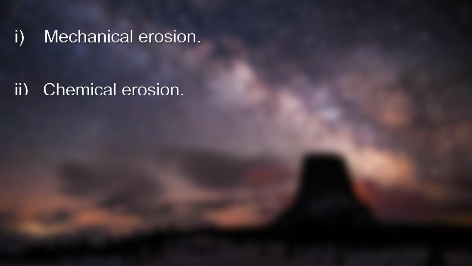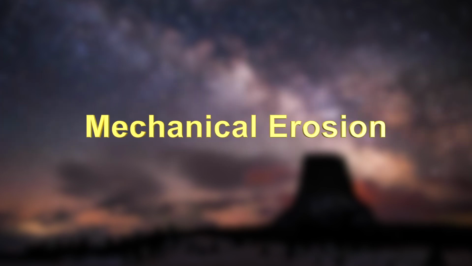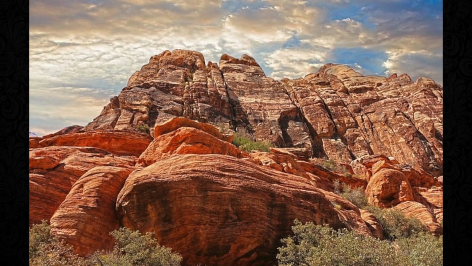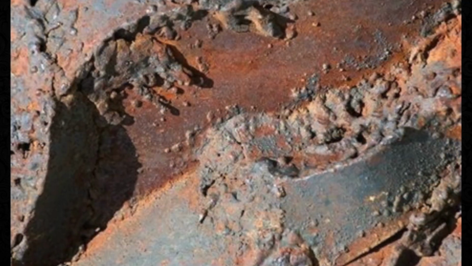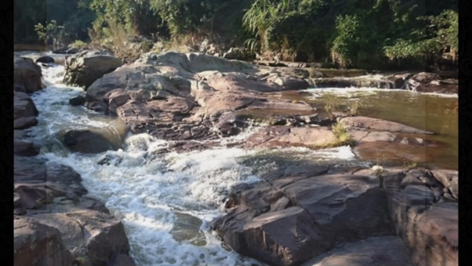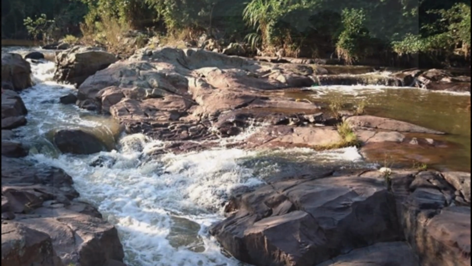The erosional work of the river is performed through 1. Mechanical erosion and 2. Chemical erosion. Now, mechanical erosion. Mechanical erosion comprises corrosion or abrasion, hydraulic action, and attrition.